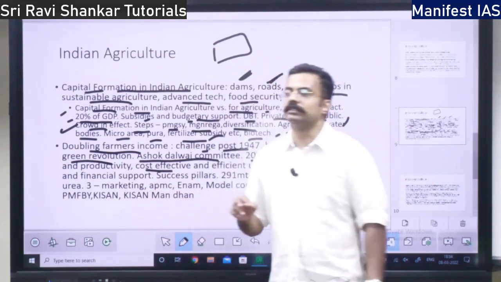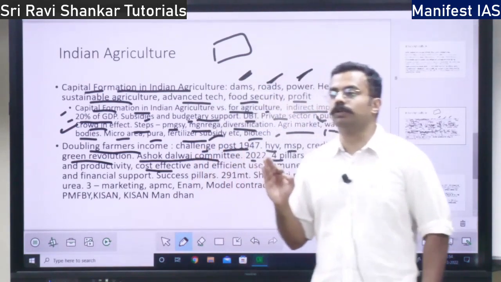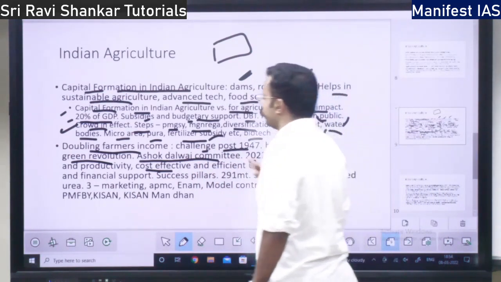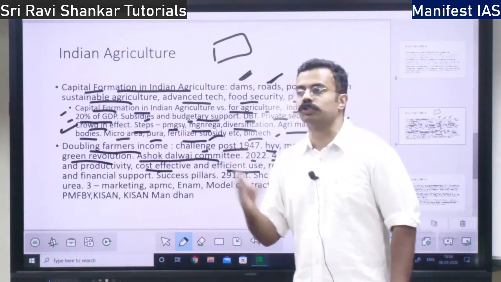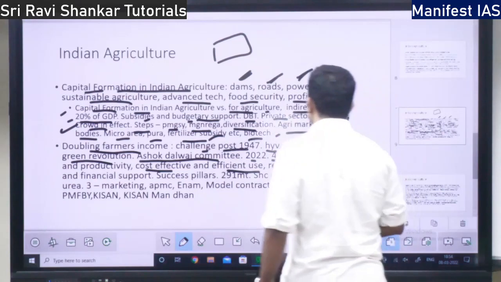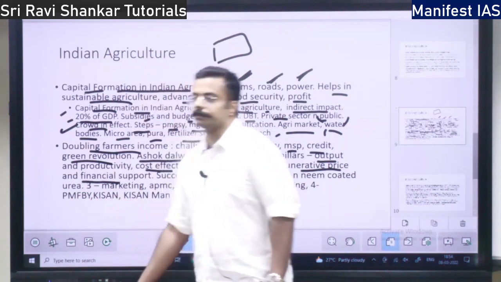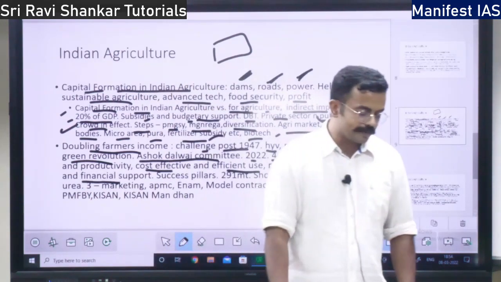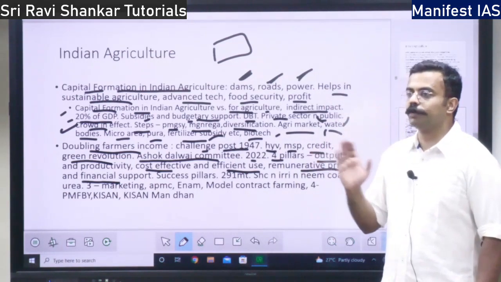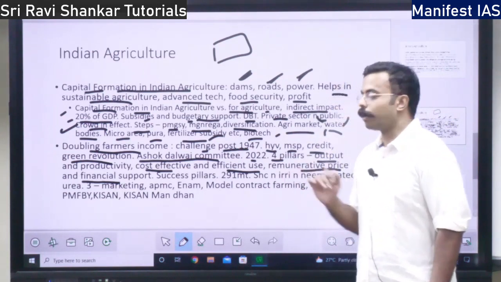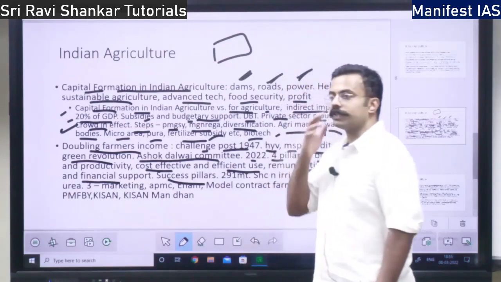Then cost effectiveness. Agricultural investment should be cost effective. You should not spend unwisely or use wastefully. Resources should be efficiently used. Water should be efficiently used. Fertilizer should be efficiently used. Electricity should be efficiently used. Then there should be remunerative price and financial support. Whatever agricultural products are produced, there should be a proper price for them and proper financial support. So these are the pillars of success, right?